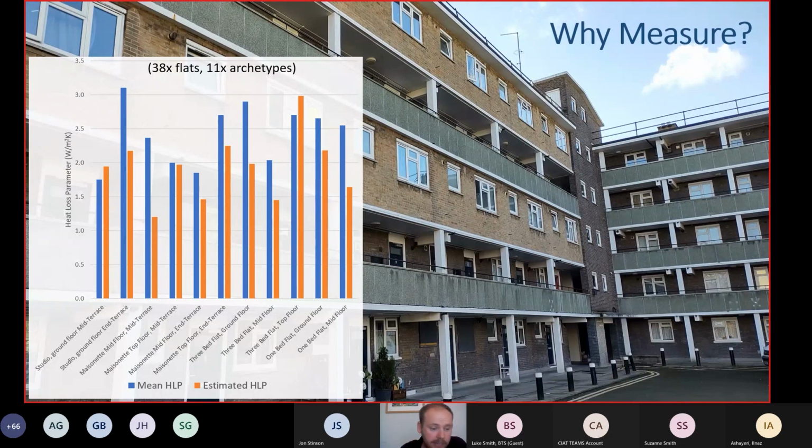And you can see that in some cases, this is now per archetype in the flat, the average measured performance for each of them. In some cases, the performance is actually as predicted. In some cases, it's better than predicted, and in some cases, it's quite a lot worse than predicted. So it's again showing that variation, and we're finding the more measurements we do, that especially in existing buildings, it's quite common for the measured performance to be better than the predicted performance.